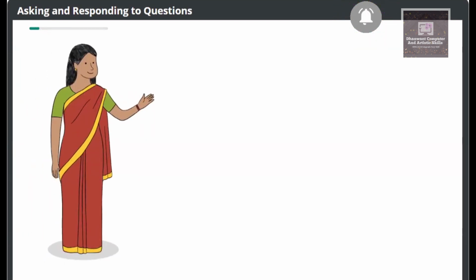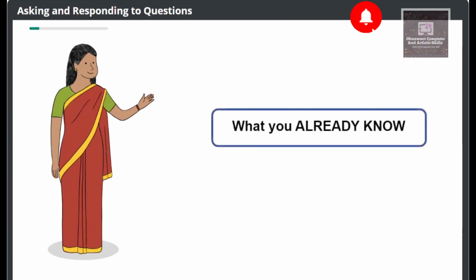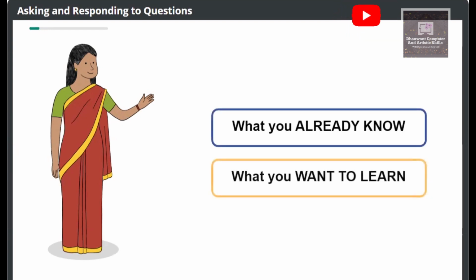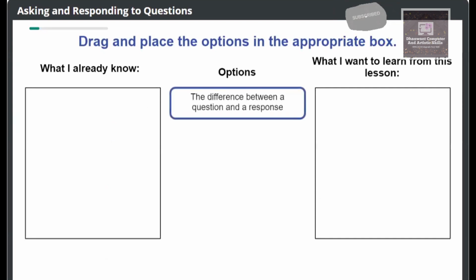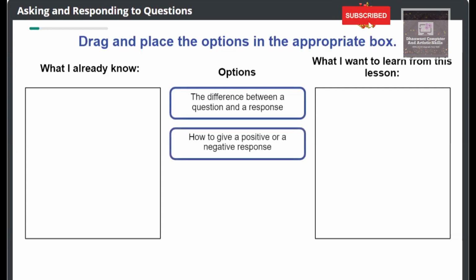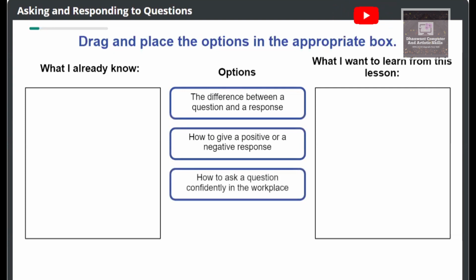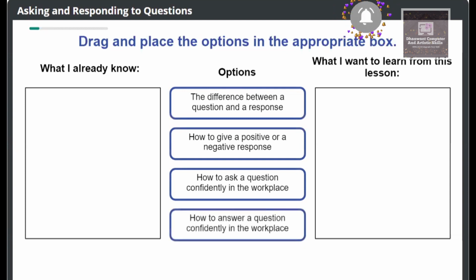Before we start this lesson, let's understand what you already know about this topic and what you want to learn about this topic. Drag and place the options in the appropriate box. The difference between a question and a response. How to give a positive or a negative response. How to ask a question confidently in the workplace. How to answer a question confidently in the workplace.